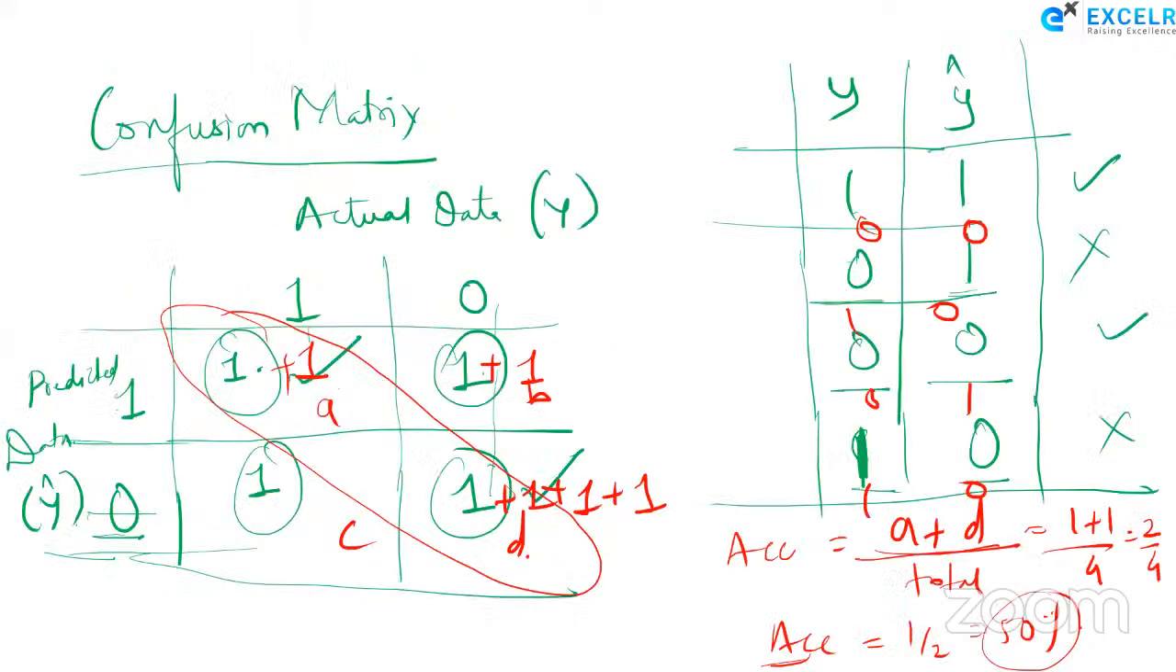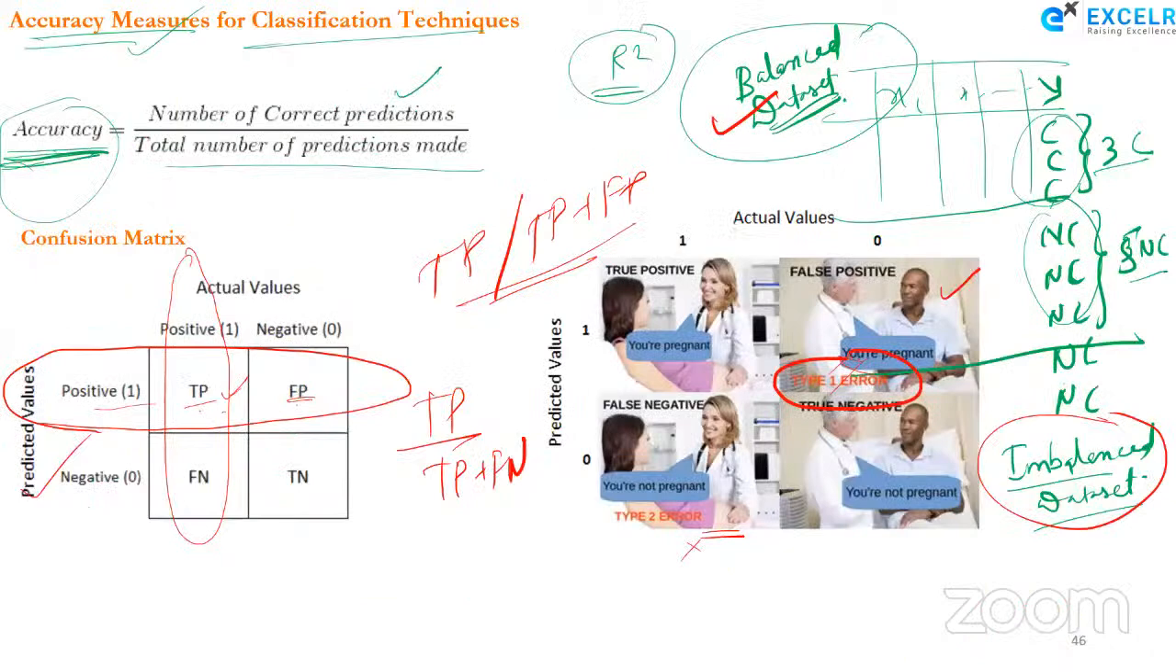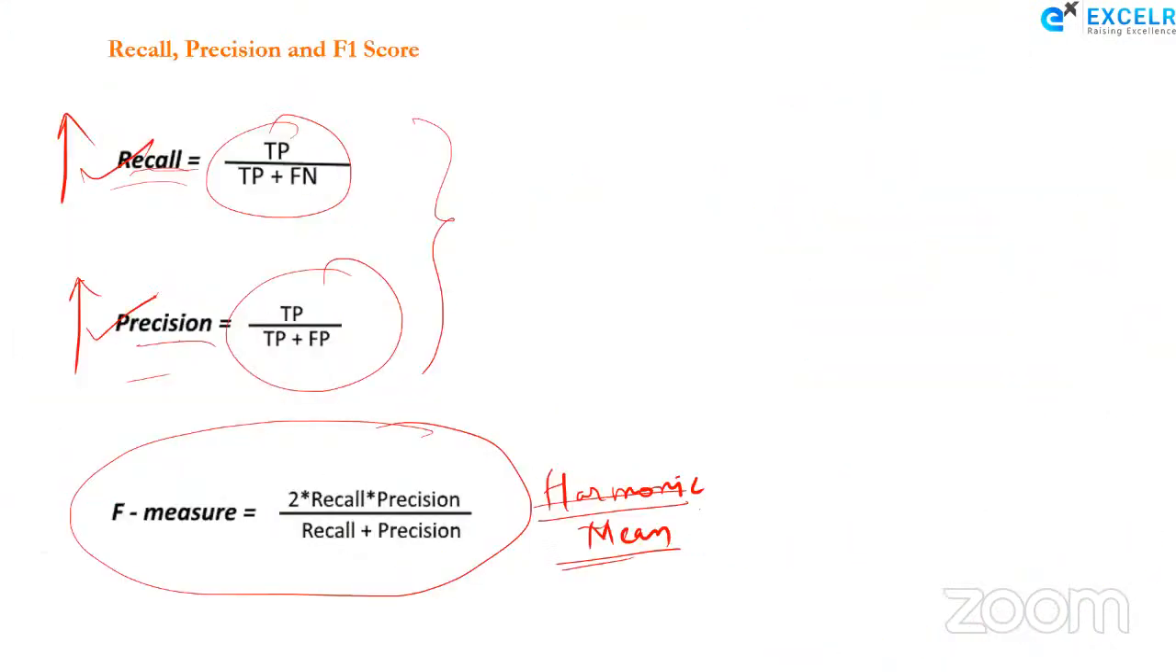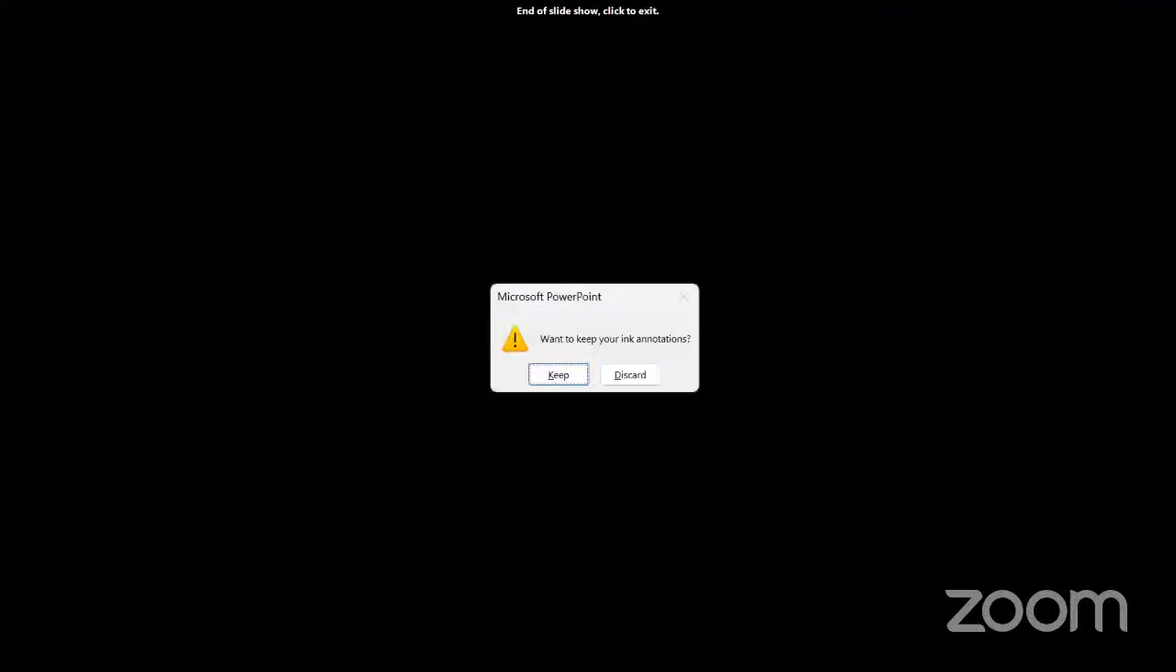For a classification model, based on whether it is a balanced data set or imbalanced data set, we will go for either accuracy by building the confusion matrix, or in case of imbalanced data sets, we can go with precision, recall or the F1 score. These are the measures to validate how good your classification model is. All right. And that covers the agenda for today, guys.